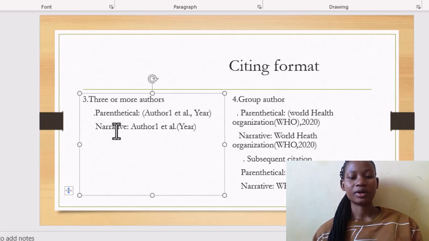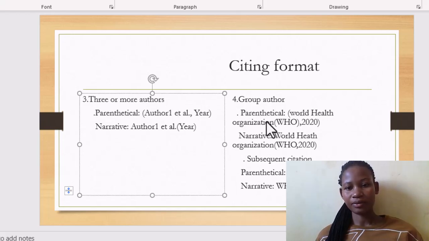So for the narrative format we shall have author 1 and then et al., but all of them outside the bracket apart from the year. The year will always be in the bracket. Then for the group author, for the parenthetical we shall have World Health Organization. Then in brackets we can have the abbreviation of that very word, but we put the whole thing into the bracket, even the year.